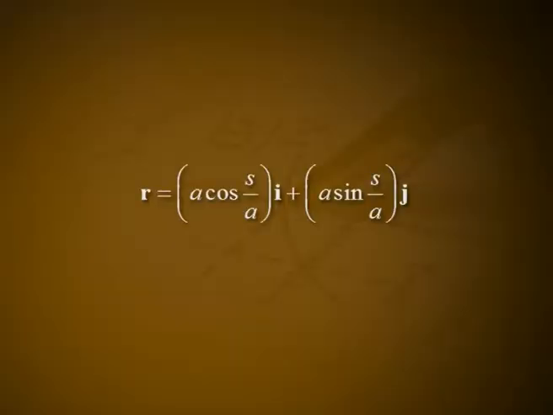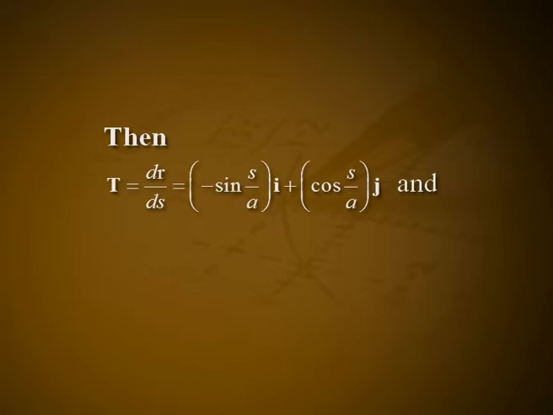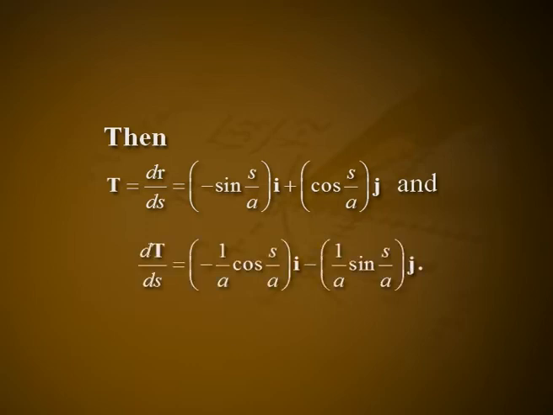Note that if the radius of the circle is a and theta is the angle between two rays emanating from the center, then the length of the arc of the circle included between the rays is given by s equals a theta. r equals a cos(s/a) i plus a sin(s/a) j. Then T equals dr/ds equals minus sin(s/a) i plus cos(s/a) j, and dT/ds equals minus 1/a cos(s/a) i minus 1/a sin(s/a) j.